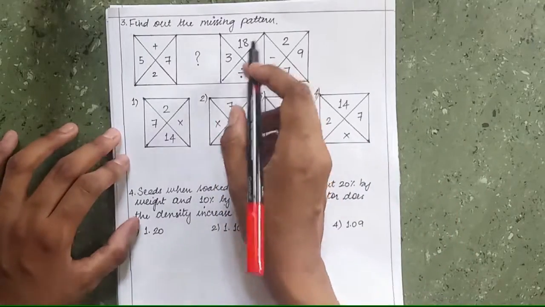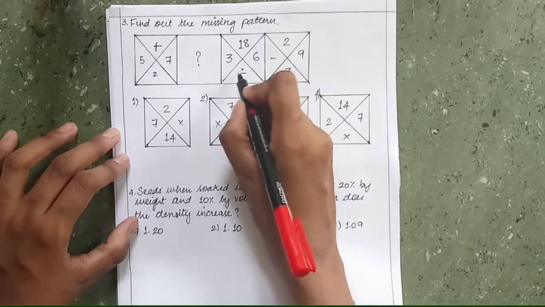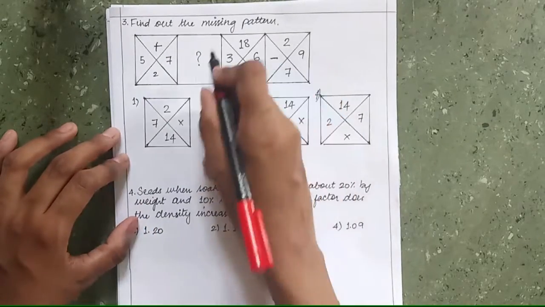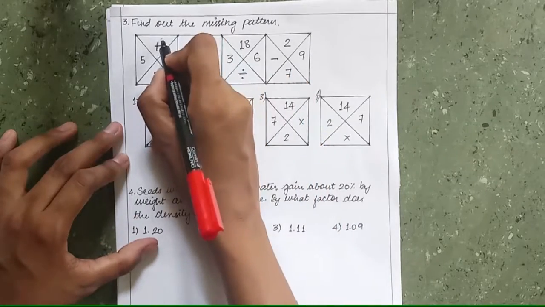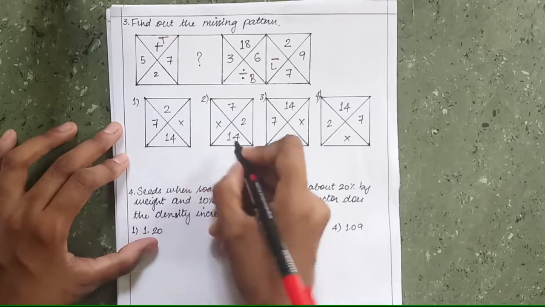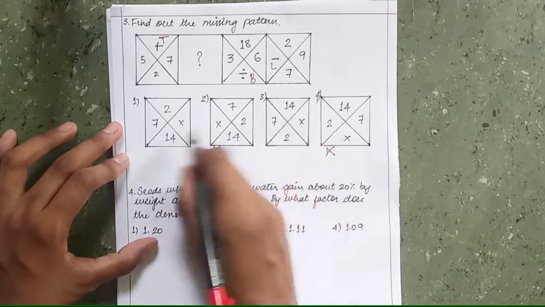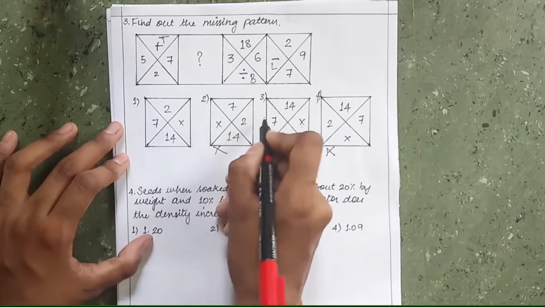Find out the missing pattern. Here we have to find out the missing pattern. Here it is given as plus, this is division, this is subtraction. So the other thing has to be multiplication. First one it is given in the top, this is in the bottom, and this is to the left. So the next one should be in the right. So we can eliminate second and fourth options. So in these two cases the multiplication symbol is in the right.